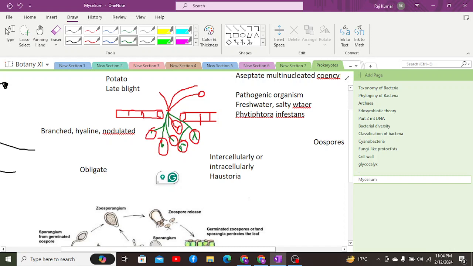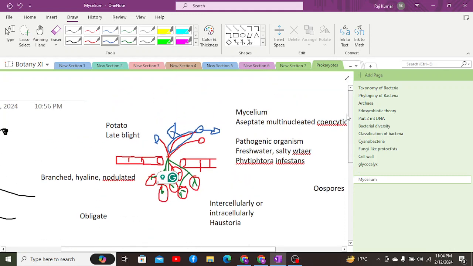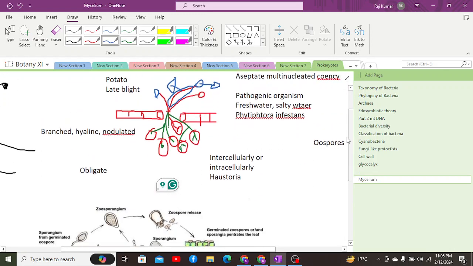On the other hand, this is the inner end, and on the outer end, there's a structure known as the nodulated structure. This nodulated structure is basically known as sporangium, and the structure which is holding the sporangium is known as sporangiophore. This complete stalk holding the sporangium is the sporangiophore. This is the basic structure.